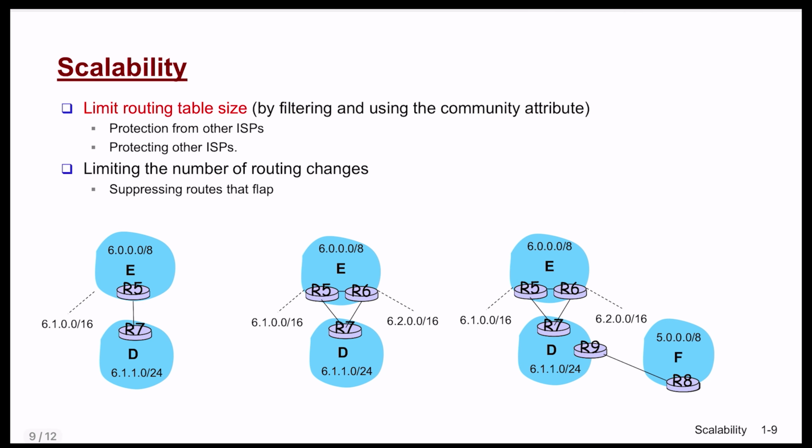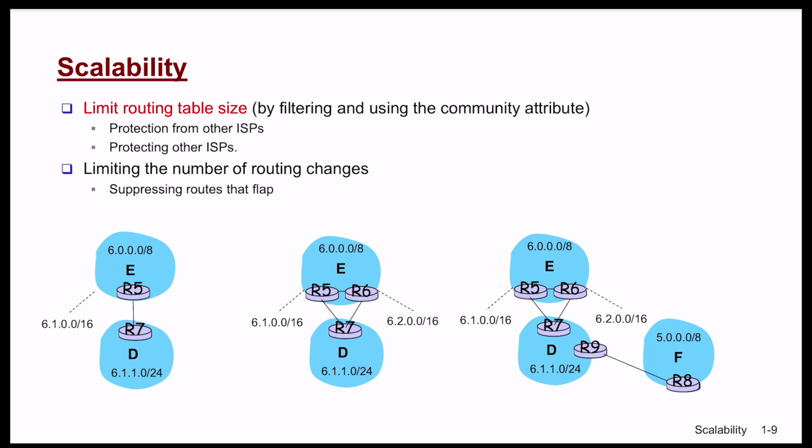The third scenario is scalability. Limiting routing table size is one of the major concerns, as overflow can cause the routers to crash. ISPs need to protect themselves from excessive advertisement from neighbors by methods like filtering long prefixes to encourage the use of aggregation. Also, protecting other ISPs is crucial. An ISP can reduce the number of prefixes it advertises by using route aggregation.